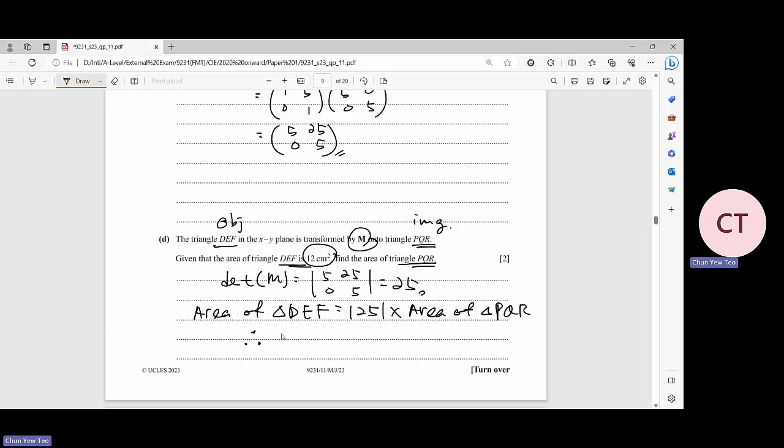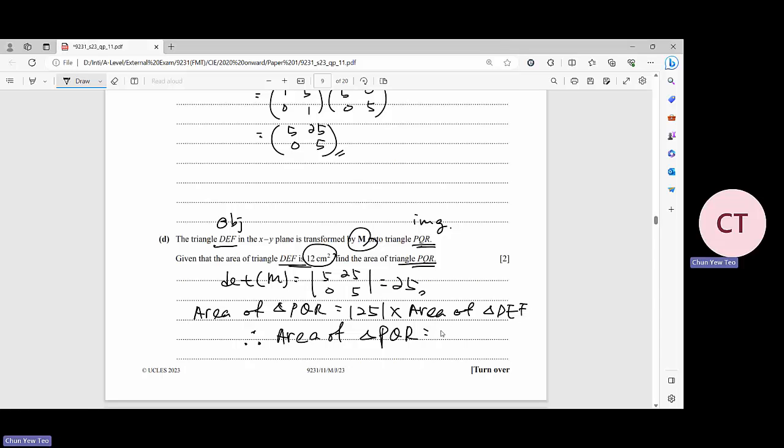So therefore, the area of triangle PQR is equal to 12. Oh, sorry, I put it wrongly. I put the wrong relationship. Area of image and area of object, I did it wrongly. It's supposed to be area of image is equal to the determinant multiplied by the area of object. So just now I wrote down the relationship wrongly. So take note of that. So this one's supposed to be area of triangle PQR equals the determinant times the area of triangle DEF.